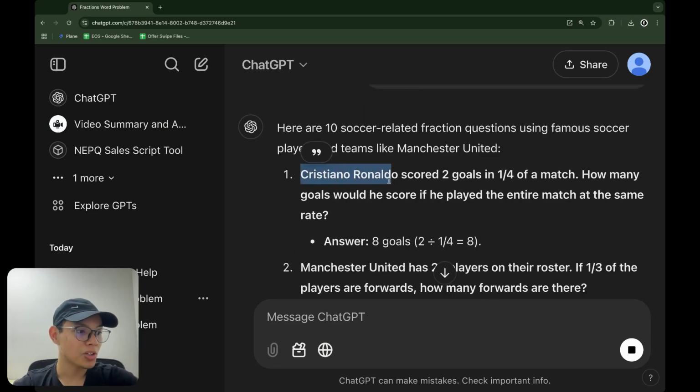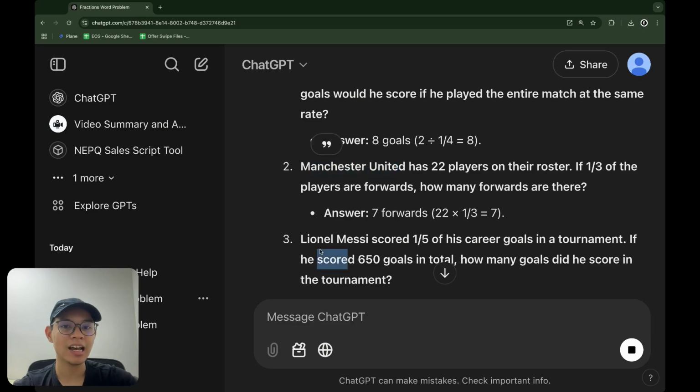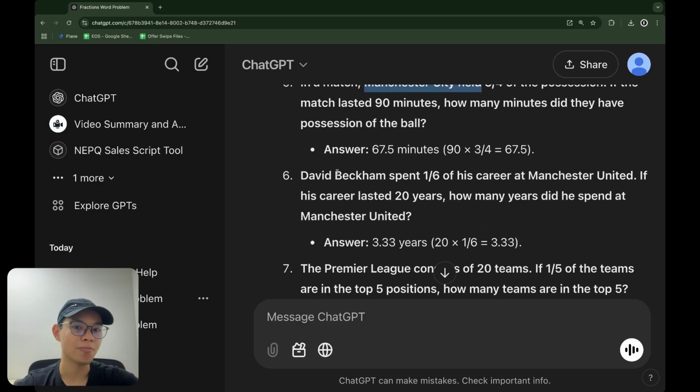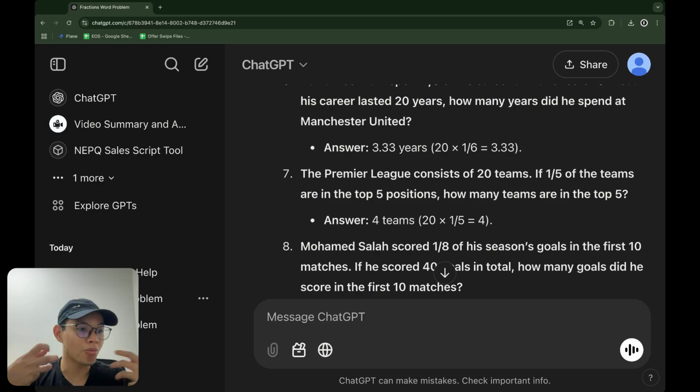Now you see Cristiano Ronaldo, Manchester United, Lionel Messi, right? And then is there anything? Manchester City, David Beckham, Premier League. So now it becomes more real, and students tend to be more engaged with real life examples that they can relate to, right? Maybe some boys like soccer and now they read this, they'll be happy in a way, but at the same time kind of not happy because they have to do this. But the more engaged a student is, the more they want to answer. The more they answer, the more they practice. The more they practice, the more they get better at it.